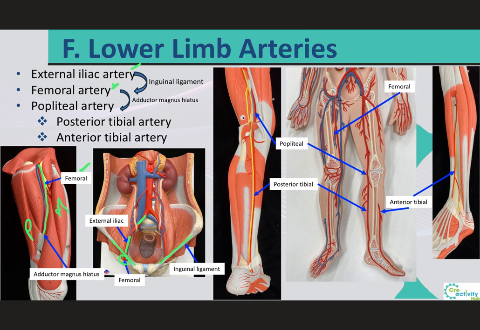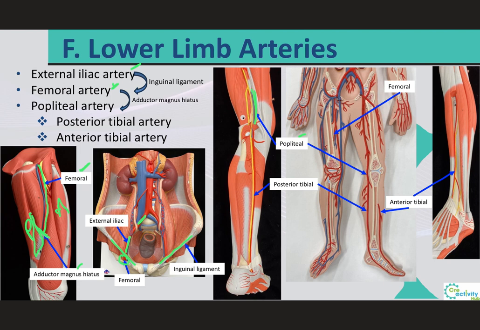And once it passes this area over here, remember this was the adductor magnus muscle, and this specific area over here is called the adductor magnus hiatus. So basically where the adductor magnus ends, it becomes the popliteal artery. So posteriorly, we can see on this image that everything over here behind the knee will be the popliteal artery.